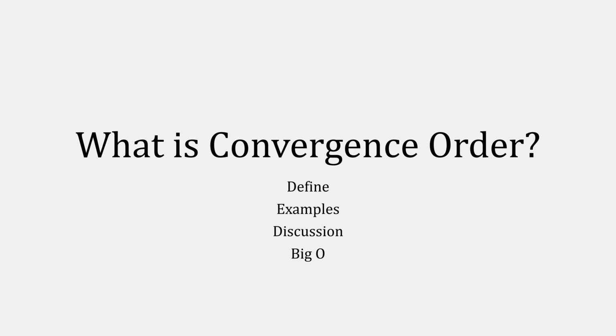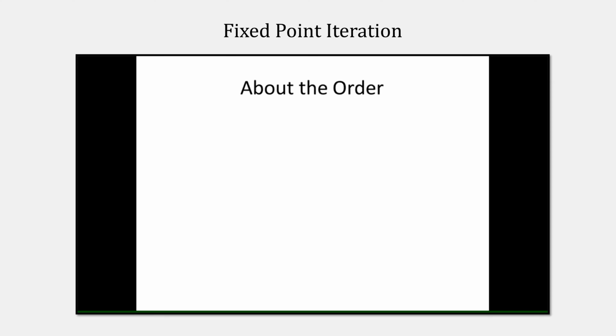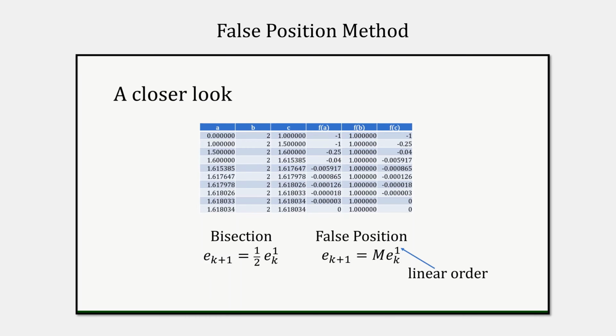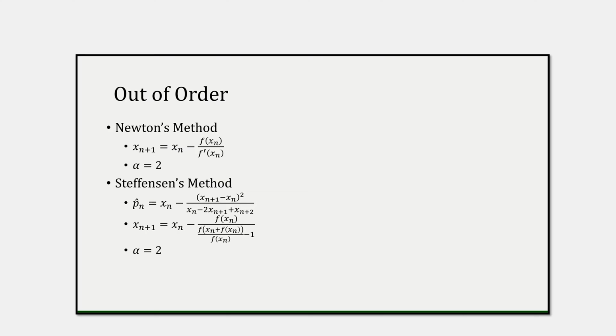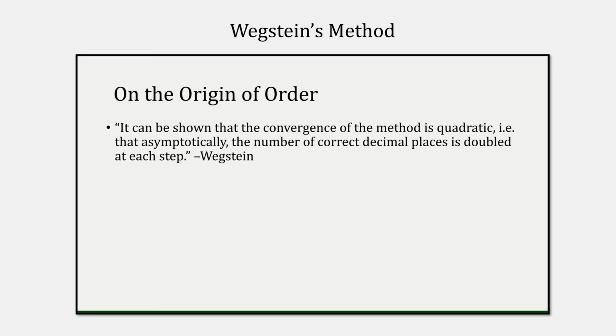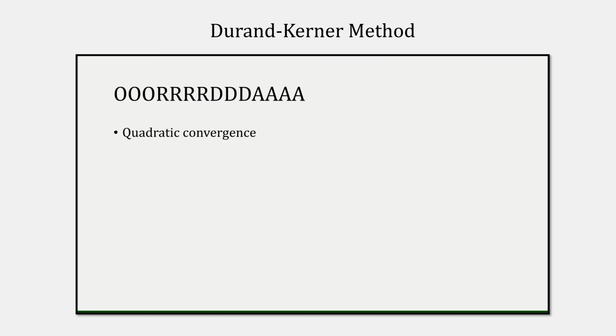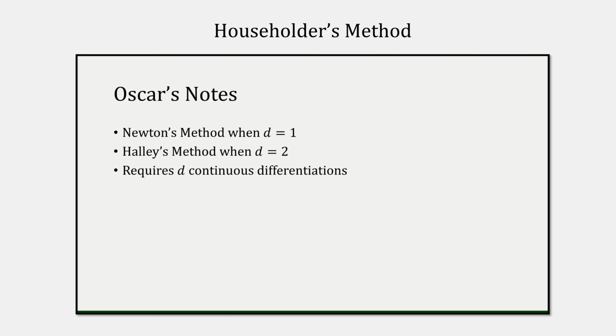If you've seen other videos on this channel, you'll know that I bring up order a lot. Now about the order of fixed point iteration. Let's have a linear order. But bisection always has a fixed constant multiplier of a half. Newton's method we know has a quadratic convergence, but so does Steffensen's method. In that order of convergence, Wettstein writes that this is actually a quadratic convergence, but he doesn't actually prove it. Let's talk about the order of Muller's method. The order of Durand-Kerner is quadratic. It does require that you have d derivatives in order to be able to use it, but it does give you d plus 1 convergence order.